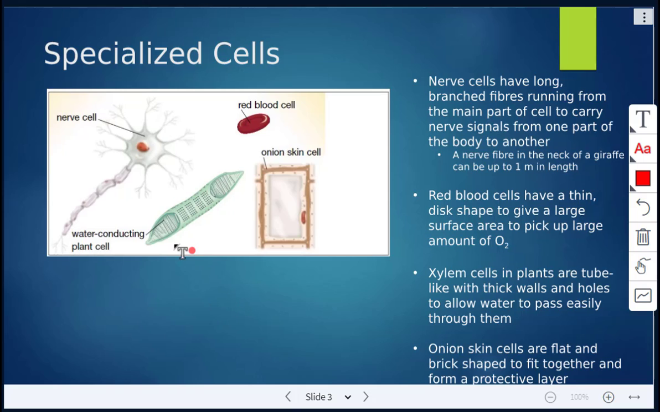Next, these are the xylem cells we talked about when we were looking at plant transport in plants. Xylem cells are tube-like, right? They kind of look like drinking straws. They have thick walls. They have holes to allow water to pass easily through them, from the ends there. So that's the xylem, which is the water-conducting plant cell. And then here we have an onion skin cell. They're very flat, brick-shaped to fit together and to form a protective layer.